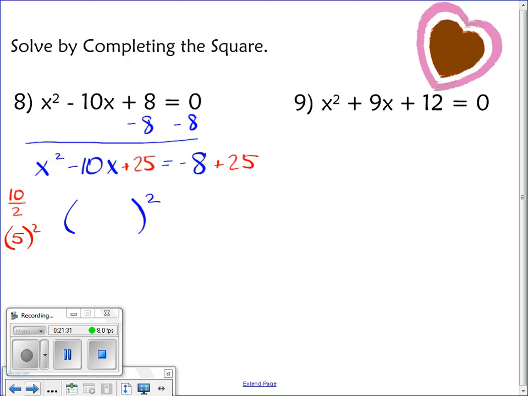So how does it factor? Good. It's going to be x minus 5 squared. There's your minus. There's your 5. Again, if you write it down, it's sitting right there ready for you to go. And then negative 8 plus 25.